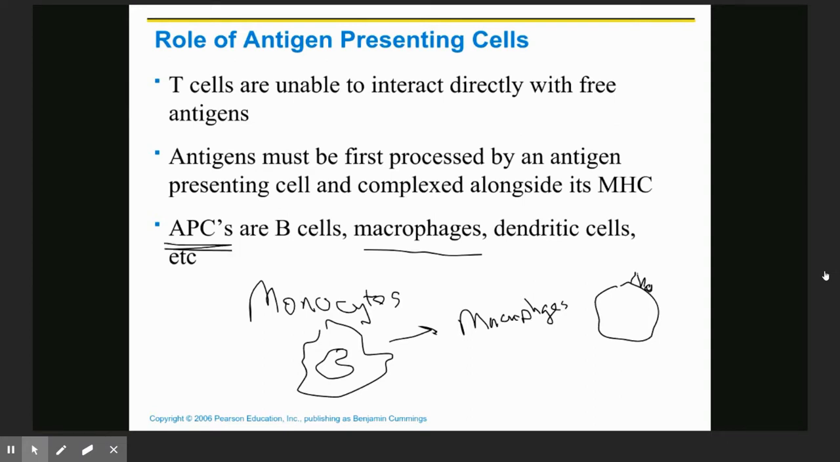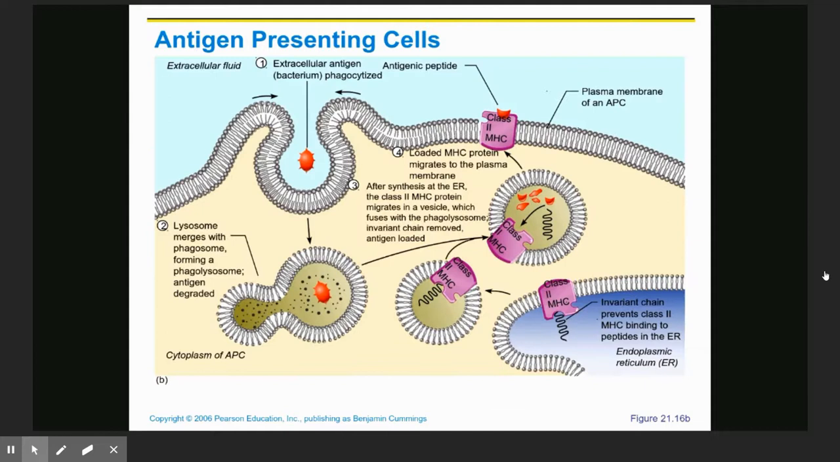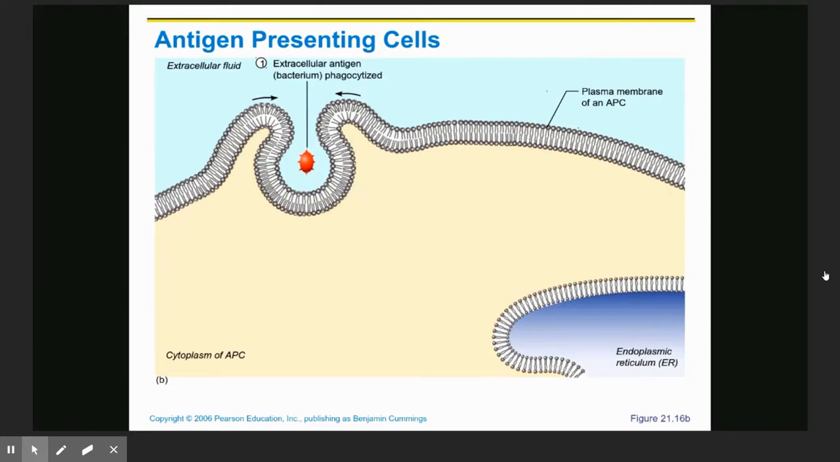We looked at dendritic cells just a little bit. They look just like macrophages, except they have lots of little spiny arms. But other than that, they're really just the same kind of cell. They're going to do the same thing. Here's what they're going to do. Here's our antigen presenting cell. And I don't know which kind it is. It could be a macrophage, could be a B cell, could be a dendritic cell. They all work basically the same way.